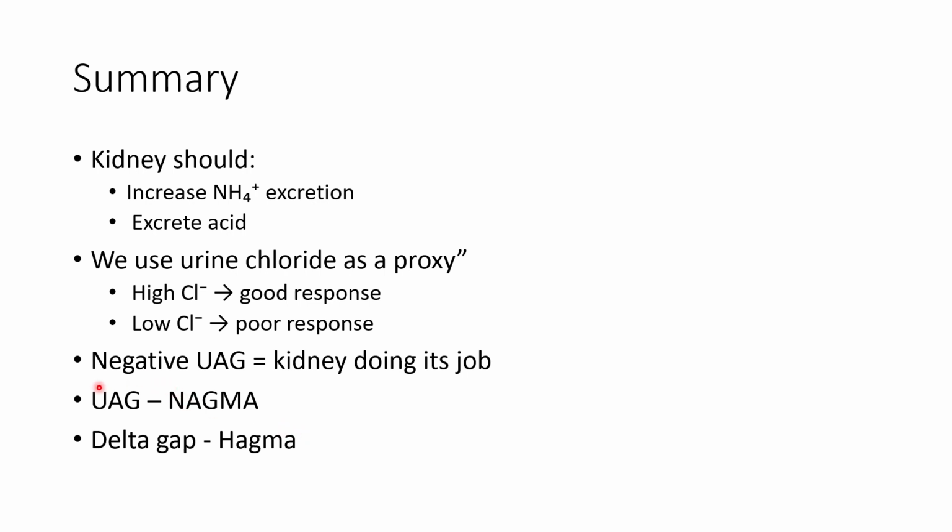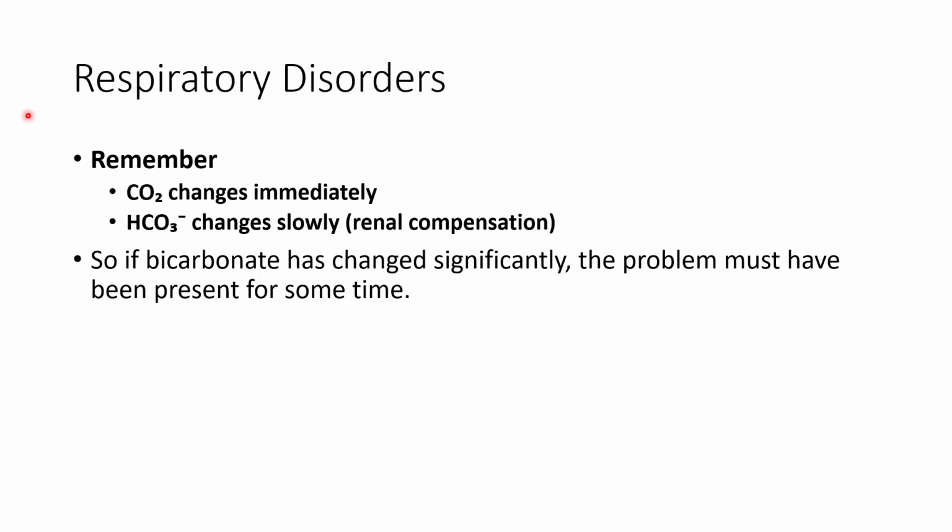Just remember that a negative urinary anion gap indicates the kidney is doing its job. UAG is checked in non-anion gap metabolic acidosis, and delta gap is for high anion gap metabolic acidosis. Now we'll see respiratory disorders.